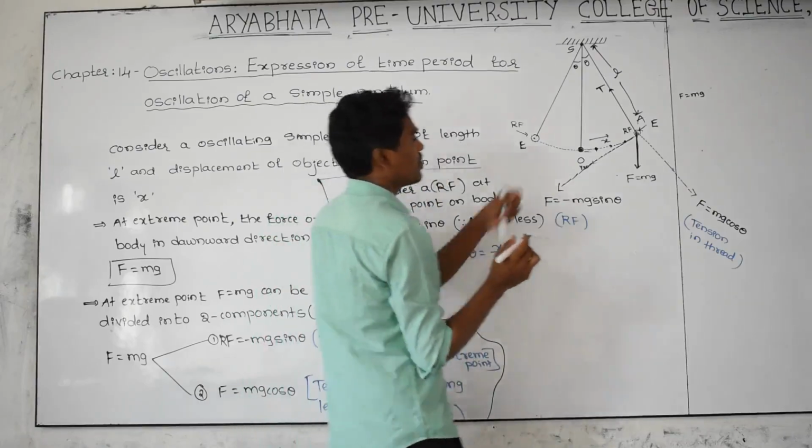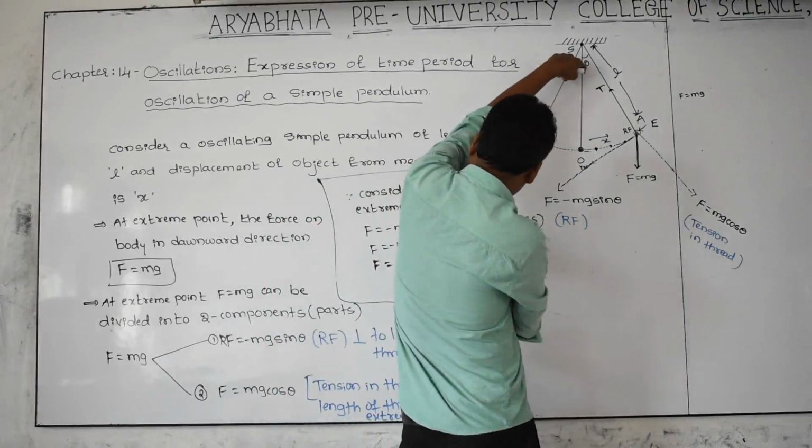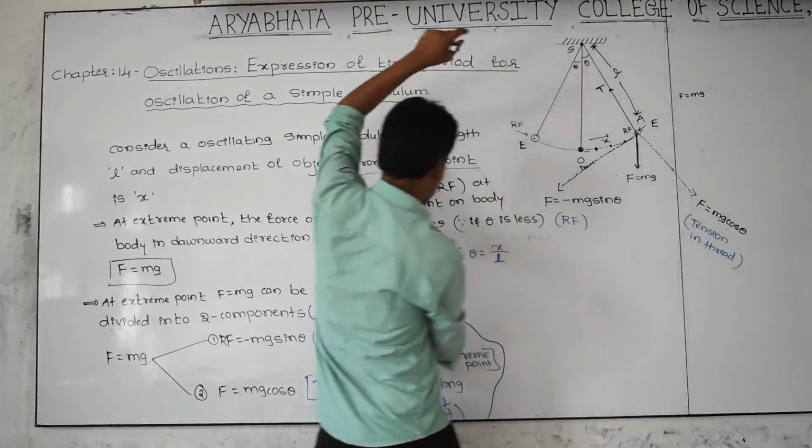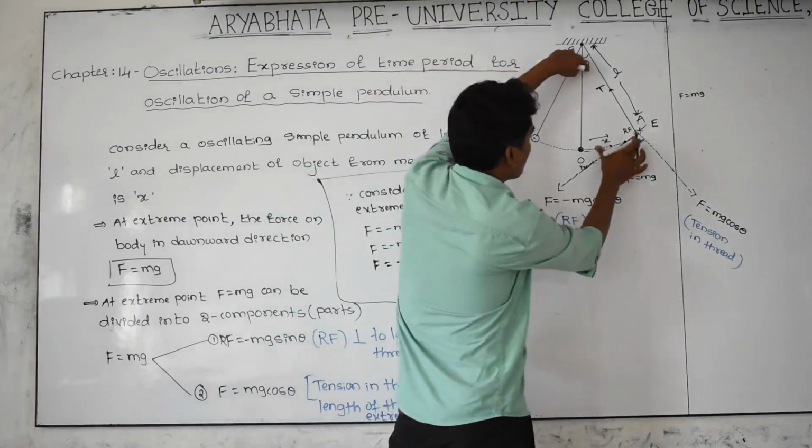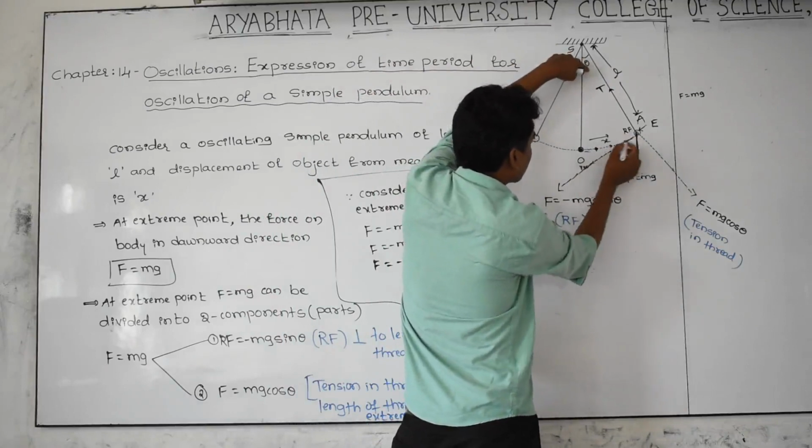How come? Here sin theta is there. This sin theta can be written as opposite over hypotenuse. Almost you can take it as a straight line.